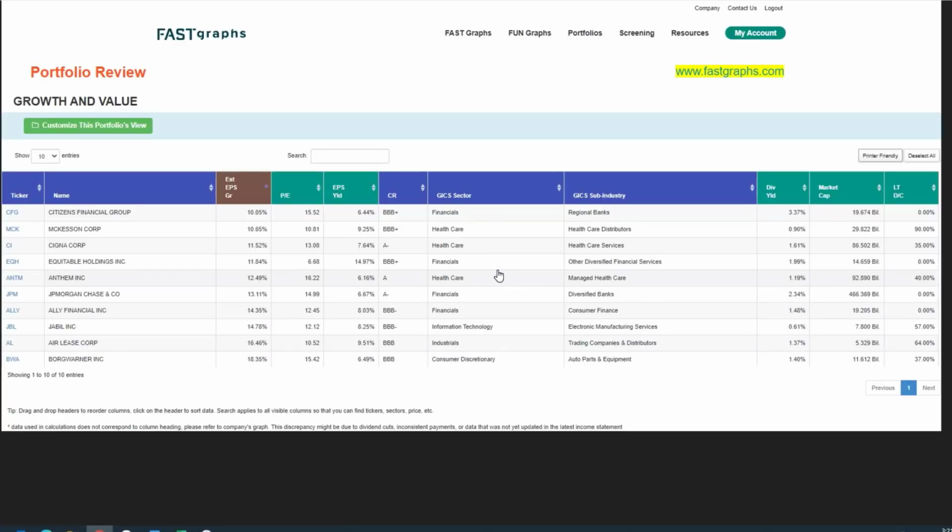Same with healthcare. I've got McKesson, which is a healthcare distributor, and then I've got Cigna, which is healthcare services, and you get the drift. So I've got some good diversification here. These are 10 stocks that you can look at for growth.